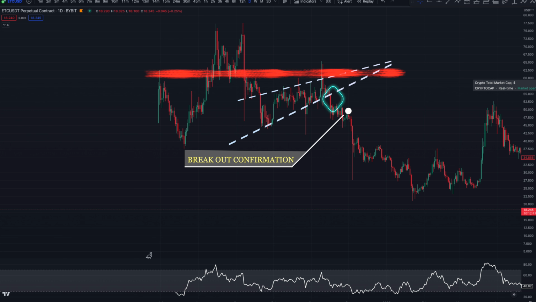This is another example of the falling wedge. As you can see here, when it reaches the major resistance, it potentially changes the direction of the market. And in this example, we make one falling wedge pattern.